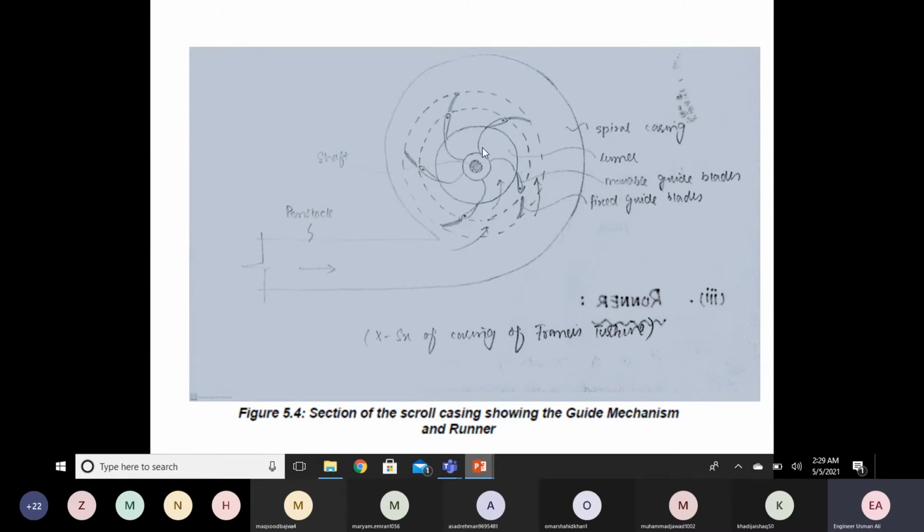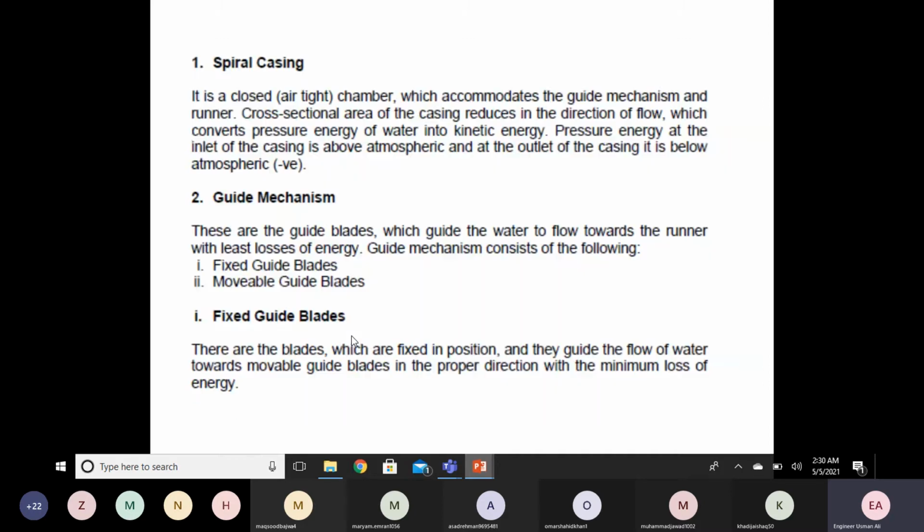These are the blades of the runner, and this is the shaft at the center, and this is the key to the shaft and the center space where the water leaves the runner. This is the spiral casing. So this is the diagram that we have to make in this figure 5.4. Now coming to the parts, components of the turbine.